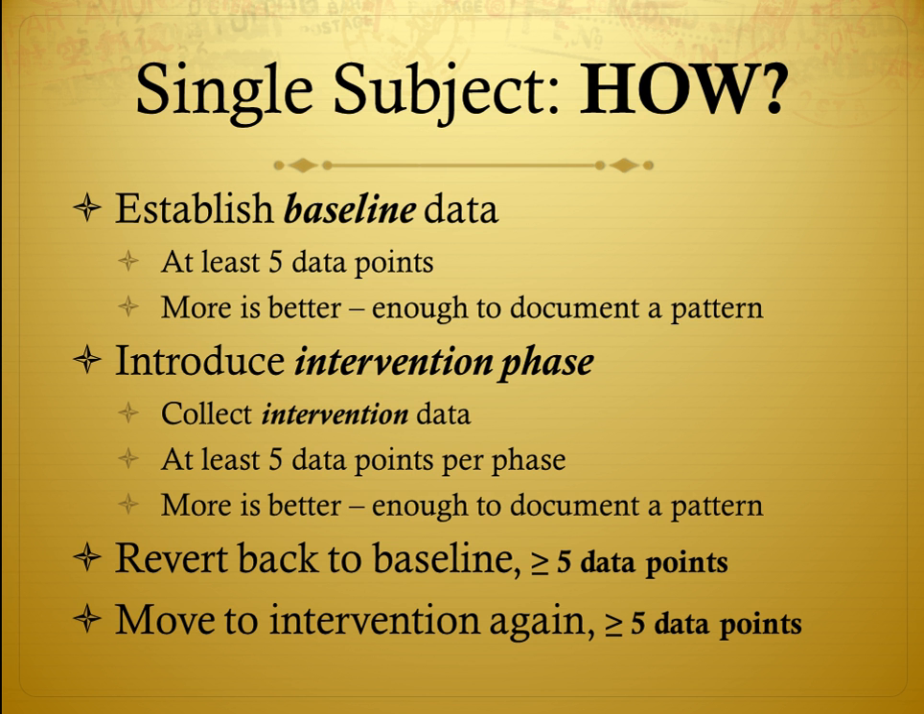And as a general rule, you want to have 5 data points or more for each phase. So baseline data, 5 points. You introduce an intervention, you need 5 more data points within that phase. Again, more is better, but 5 is enough. If you go back to baseline, or if you move to another version of the intervention, or a combination or a different intensity of the intervention, you have changed phases, and again, you need 5 more data points for every single phase.